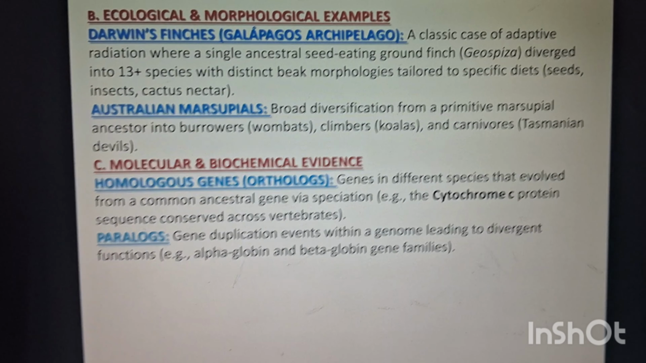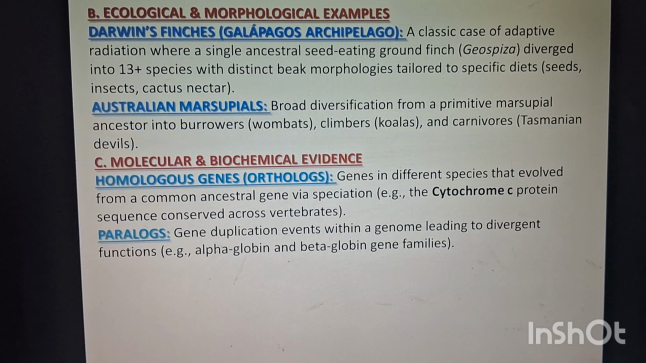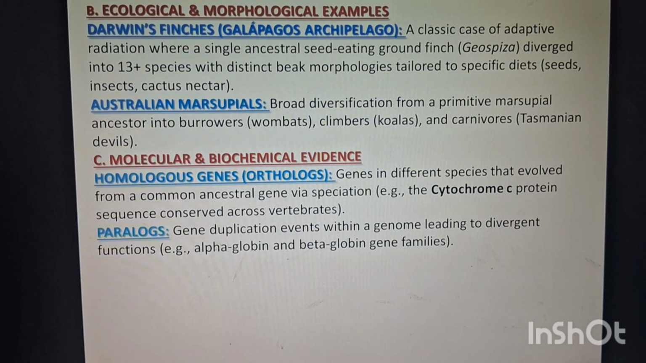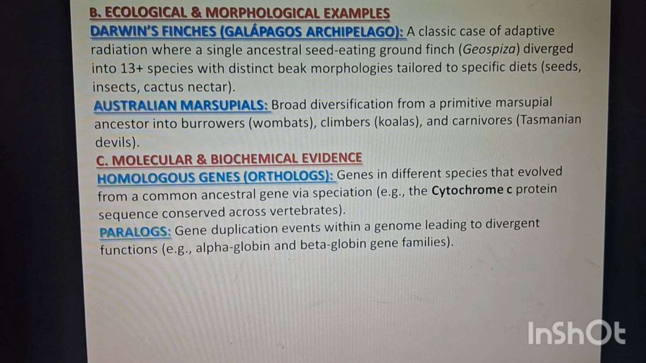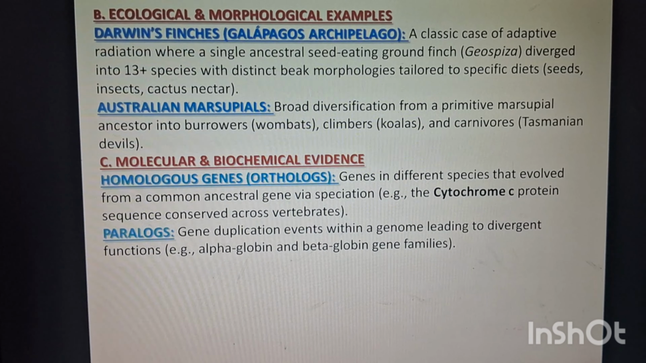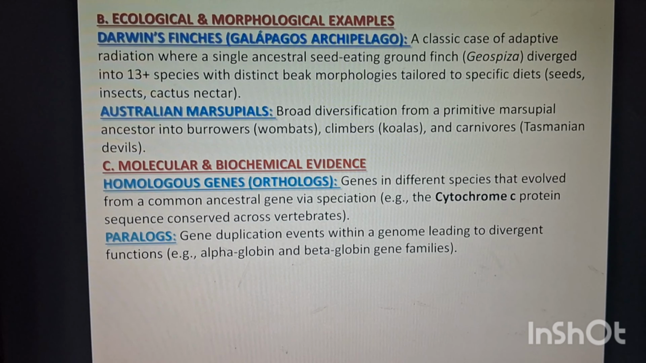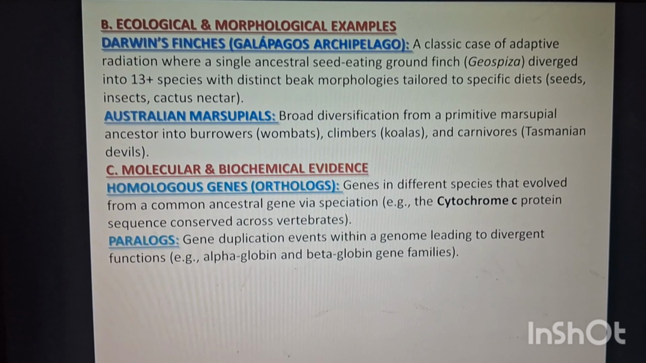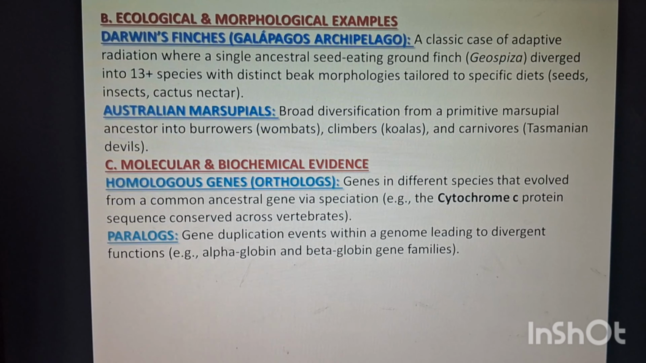Next, molecular and biochemical evidences. Homologous genes: genes in different species that evolved from a common ancestor gene via speciation. Example, the cytochrome protein sequence conserved across vertebrates. Next, paralogous genes: gene duplication events within a genome leading to divergent function. Example, alpha globin and beta globin gene families. Now the topic has ended.